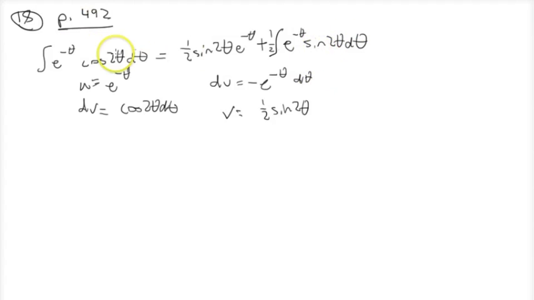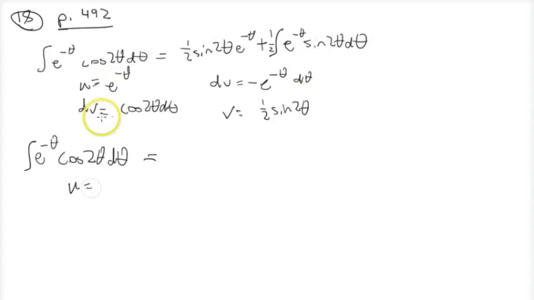And now look. This integral is pretty close to that one. However, we've got a sine function here, not a cosine. But if we take the integral of this one more time, we will get a cosine function. So this is going to be an instance where we're only going to need to do the integration by parts twice. So we come down again, and we'll get the integral of e to the negative theta cosine 2 theta d theta is going to be equal to, and now we're going to do integration by parts on this integral right here.